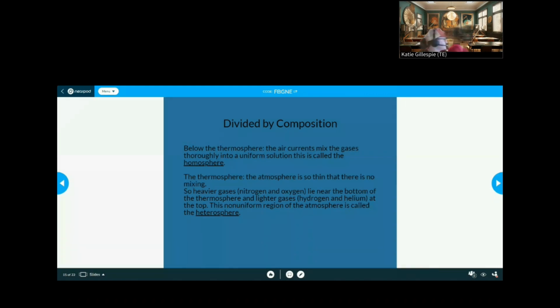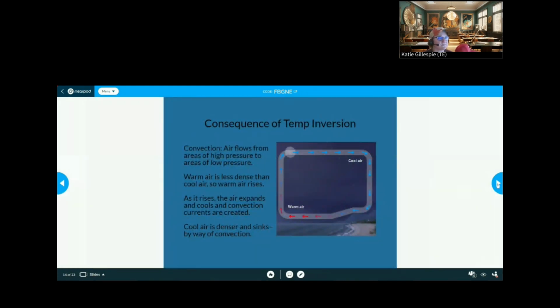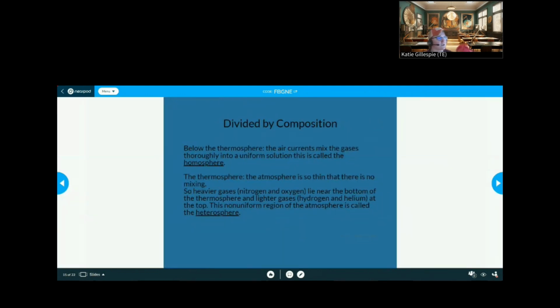Composition, again, we talked about density. We talked about composition of interior Earth's layers. So a lot of these are the same concepts as we're moving into the atmosphere, but this is particularly important. What's happening within each of these layers. So below the thermosphere, so you have the troposphere, the stratosphere, the mesosphere. All right. The air currents, going back to that convection I just talked about, the air currents, due to the inversions, temperature inversions, mix the gases thoroughly. And we call that uniform, right? It's a uniform solution called the homosphere. So below the thermosphere is the homosphere.